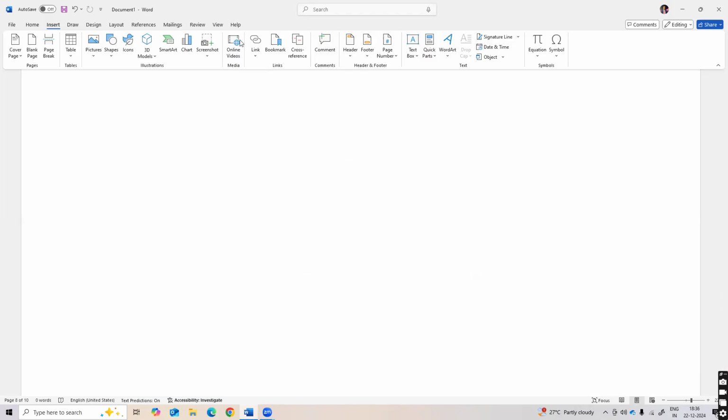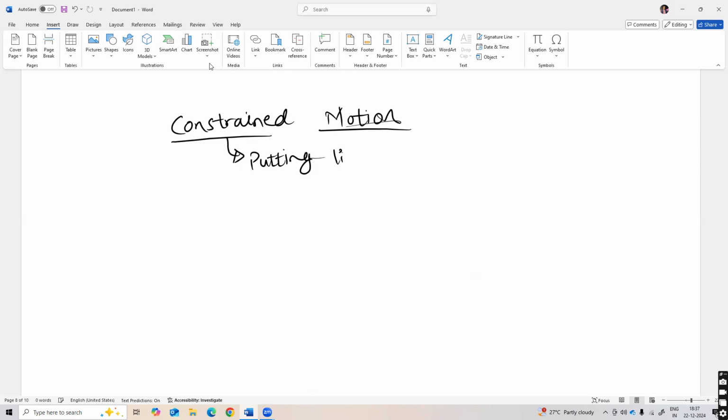So now we will see about constrained motion. Constraint means basically we are putting some limitation on the motion of the object. So constraint means putting limitations.